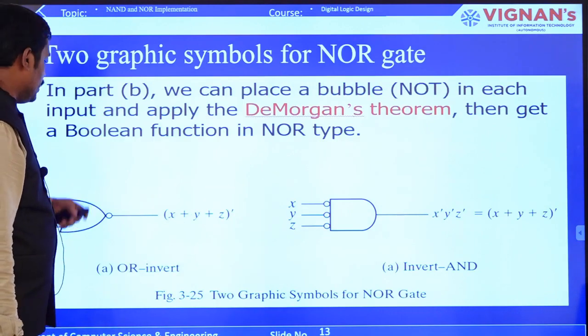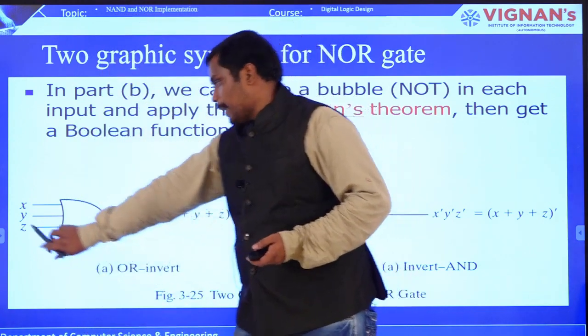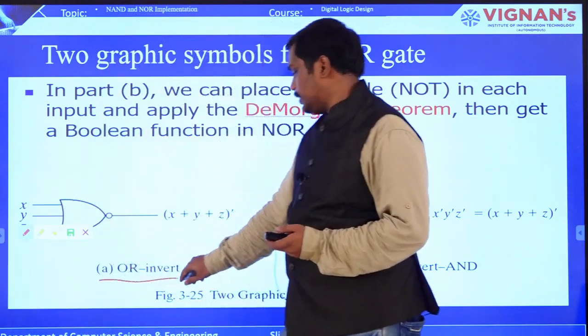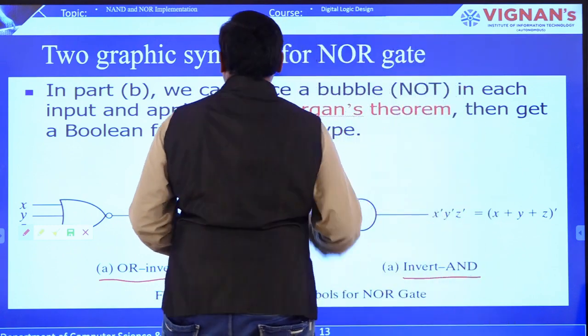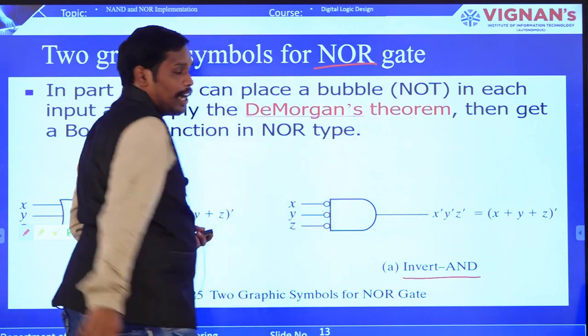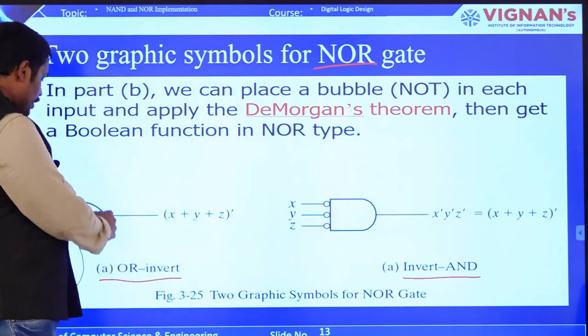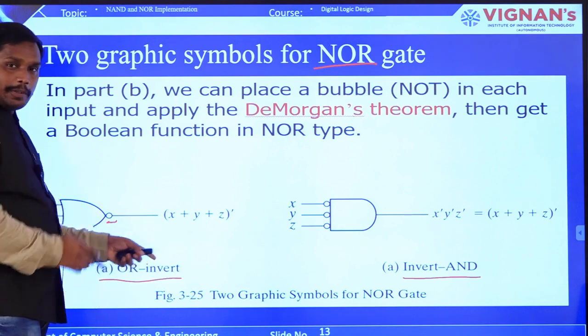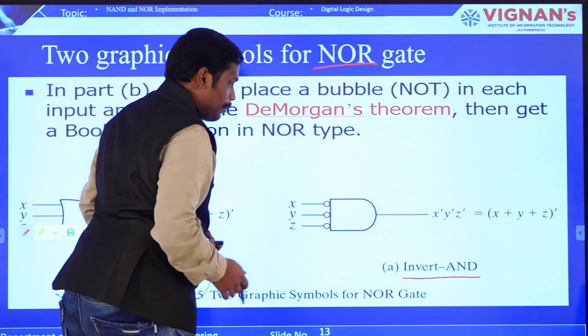You can see that the symbols are reversed. This is OR invert and then invert. We see this OR invert, and then here it is invert AND. So here you are going to have the NOR symbol. OR invert means the output symbol has a bubble, and invert AND means the input has a bubble.